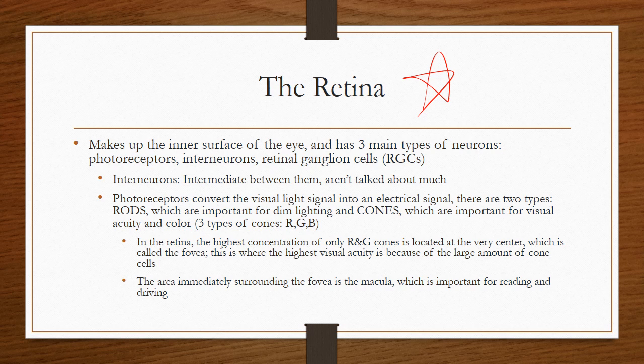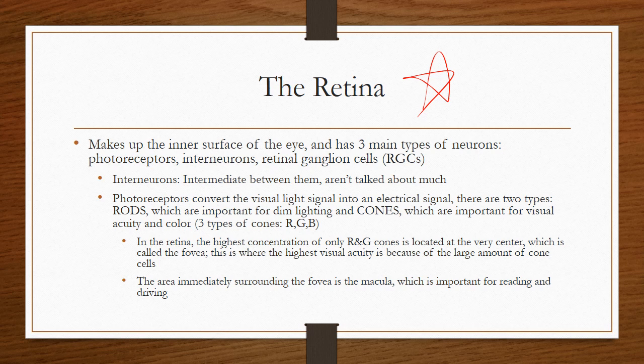There are two types of photoreceptors. There are rods, which are important for dim lighting. They're actually way more common than cones, about 95% of the photoreceptors in the eye. They're important for dim lighting, but they can't see anything like visual acuity or color. They're also really important for peripheral vision.